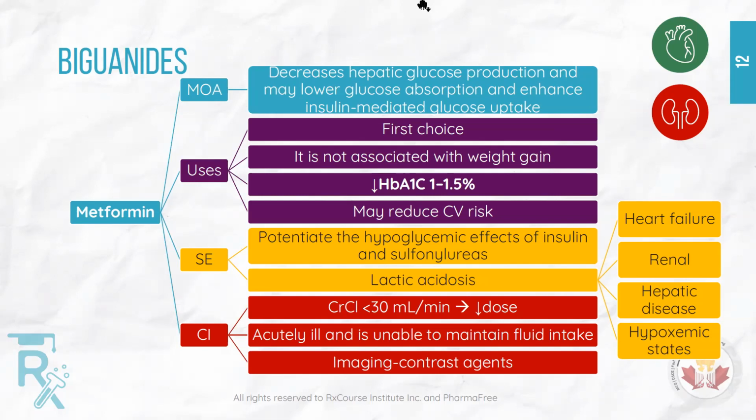Other things we need to know about... Yes, I was saying that this sentence is not accurate for creatinine clearance. If the creatinine clearance is less than 30 ml per minute, metformin is contraindicated. But if creatinine clearance is less than 60 ml per minute, we just need to decrease the dose. Okay.